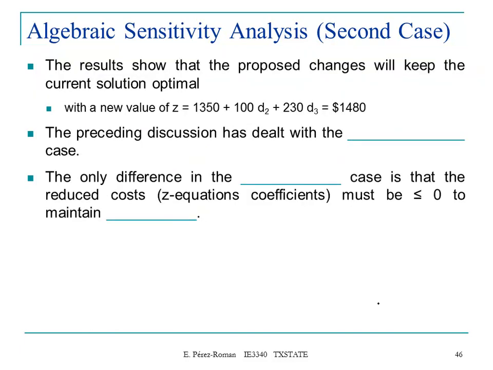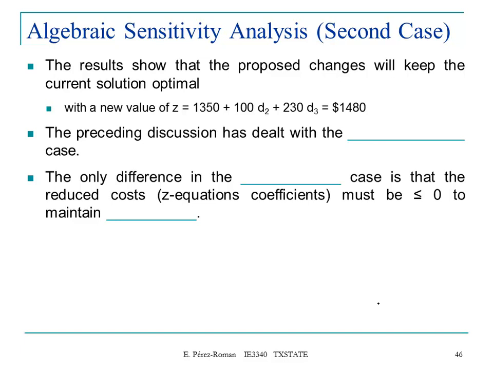The results showed that the proposed changes will keep the current solution optimal with the new value of Z, which is 1,480, so that means that you're making more profit with the same solution. So if you adjust those prices, you can make more money. Originally it was 1,350. You are making $130 more by adjusting those prices and keeping the same production that you planned for the crop.